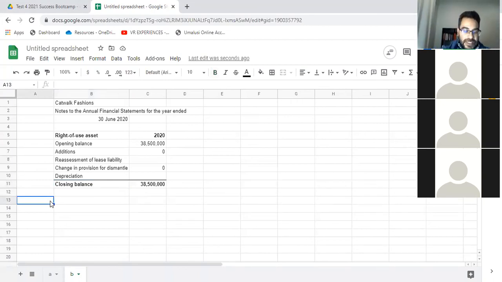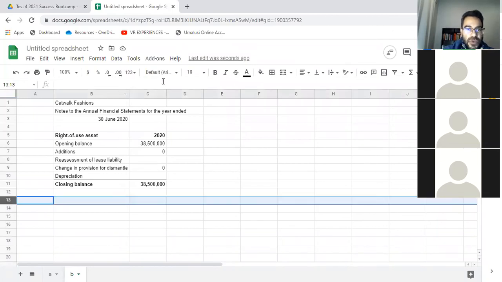So remember, they said that there's a variable payment linked to CPI. The CPI changed in the 2020 financial year, at the beginning of the 2020 financial year, which means 1 July 2019. So that means we have to do a reassessment calculation. So what we're going to do is the following. To work out the reassessment, we're going to do the following.